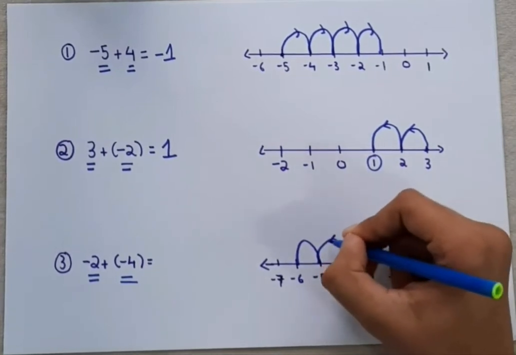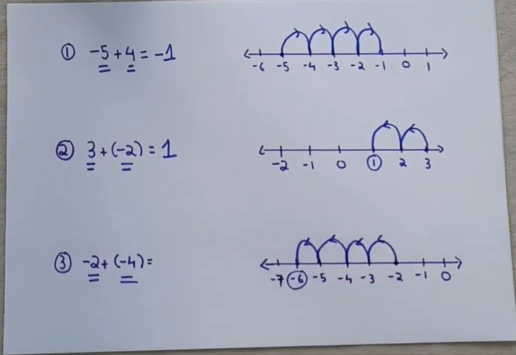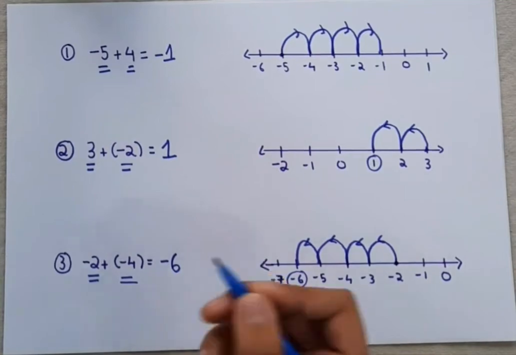Put our arrows. And we land at -6. So the solution to this sum is minus 6. Very simple, right?